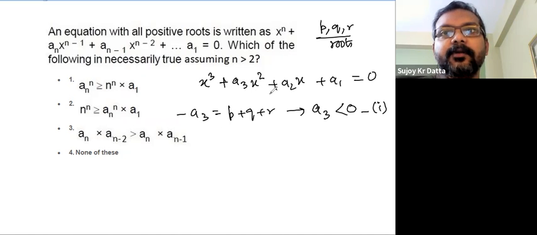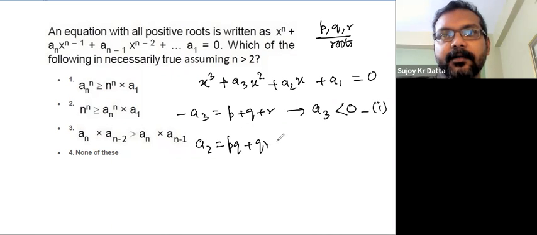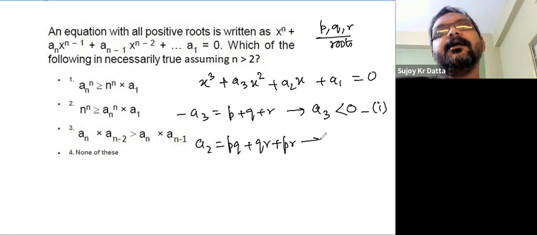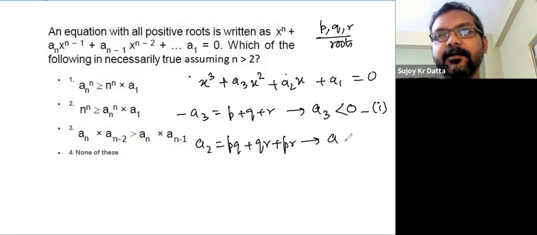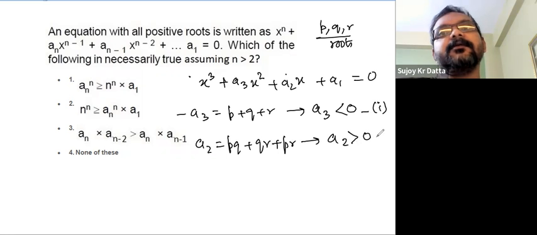Next, we know what a2 is: the products of the roots taken two at a time, which we then add. So basically a2 will be PQ plus QR plus PR. Clearly it's a product of two positive terms and their addition must be positive. So the sum of the roots taken two at a time is positive, a2 over the first coefficient, that is 1 in this case. So a2 must be greater than 0. That's point number 2.